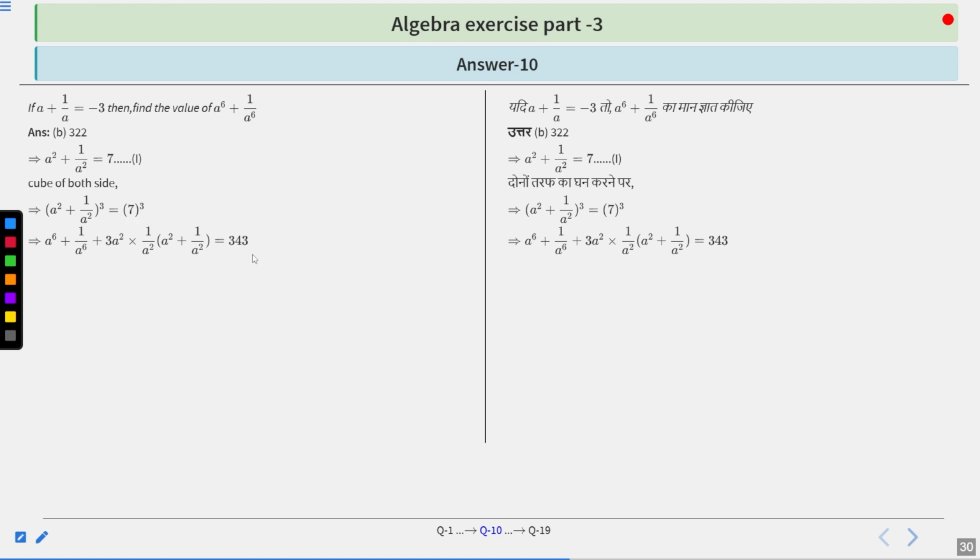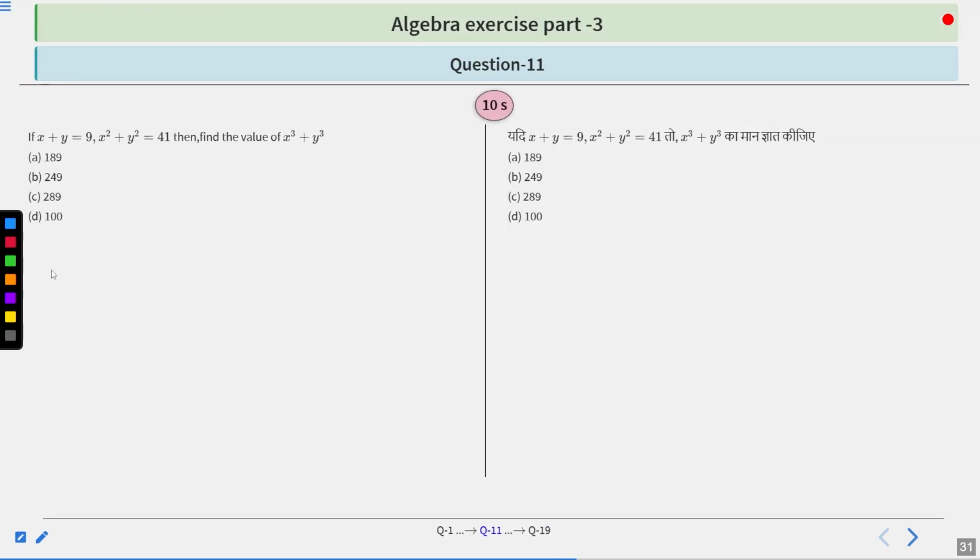7 cube is 343, because 7 into 7 is 49 and 49 into 7 is 343. So from equation 1, putting the value of a square plus 1 upon a square, that is 7, we get a6 plus 1 upon a raised to power 6, that is equal to 343 minus 21, because a square will cancel out a square and this thing was 7, so 7 into 3 is 21, and after going to right hand side it will become minus 21. So 343 minus 21 is 322. That means option number B, 322 is the correct answer.